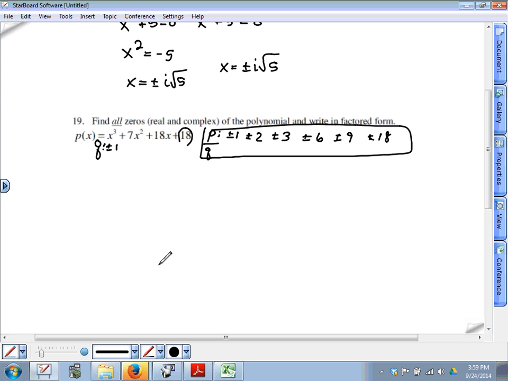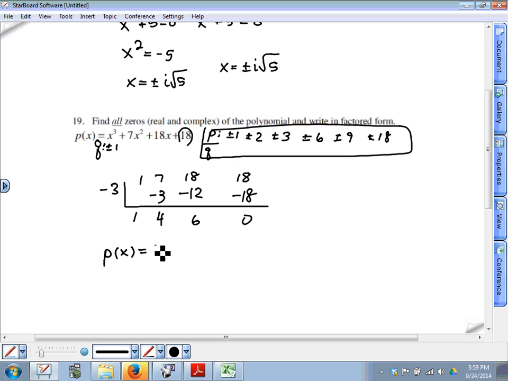So going through, finding some that do work, some that don't, just to speed this up here. You'd go through probably positive, negative 1, positive, negative 2. They don't work. You get to negative 3. Finally it does. So negative 3 works. So far we have P of x equals the factor of x plus 3 times the factor of x squared plus 4x plus 6.